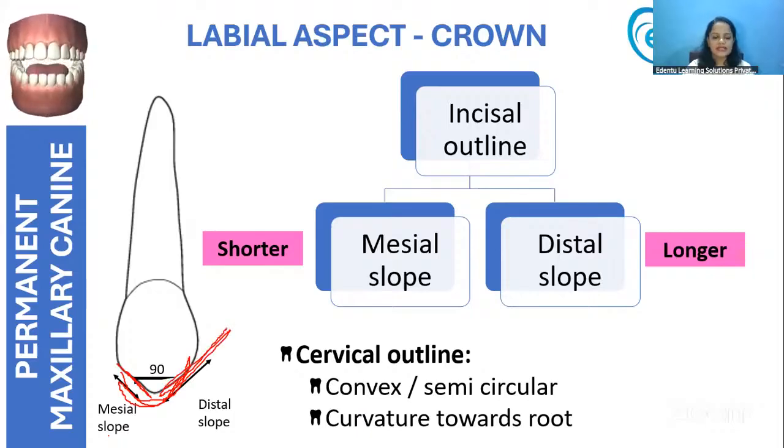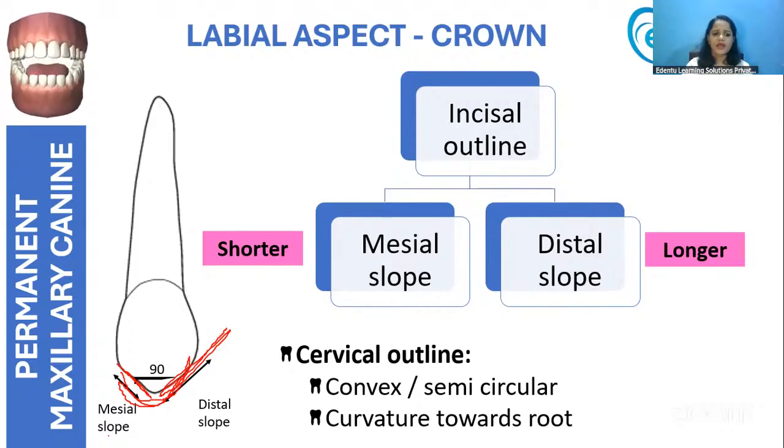The mesial slope will always be shorter. You have to remember this. The distal slope will always be longer. This is very important for the spotters and also while carving. The mesial slope is always shorter and the distal slope is always longer, and they both meet at an angle of 90 degrees.